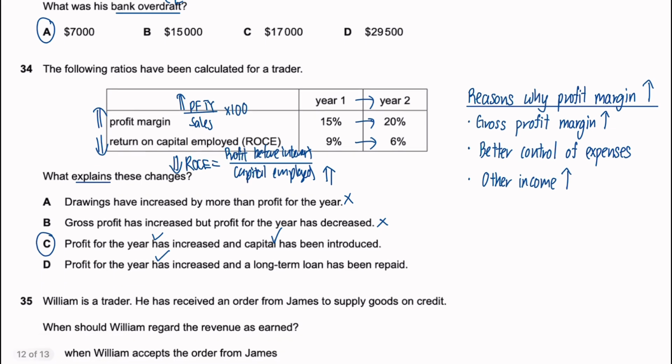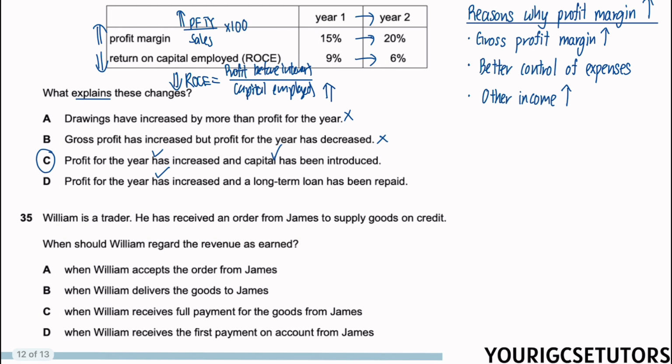Okay. Last question. William is a trader. He has received an order from James to supply goods on credit. When should William regard the revenue as earned? Okay, so this is the concept of realization, where it states that transfer of ownership is required for a revenue to be realized.